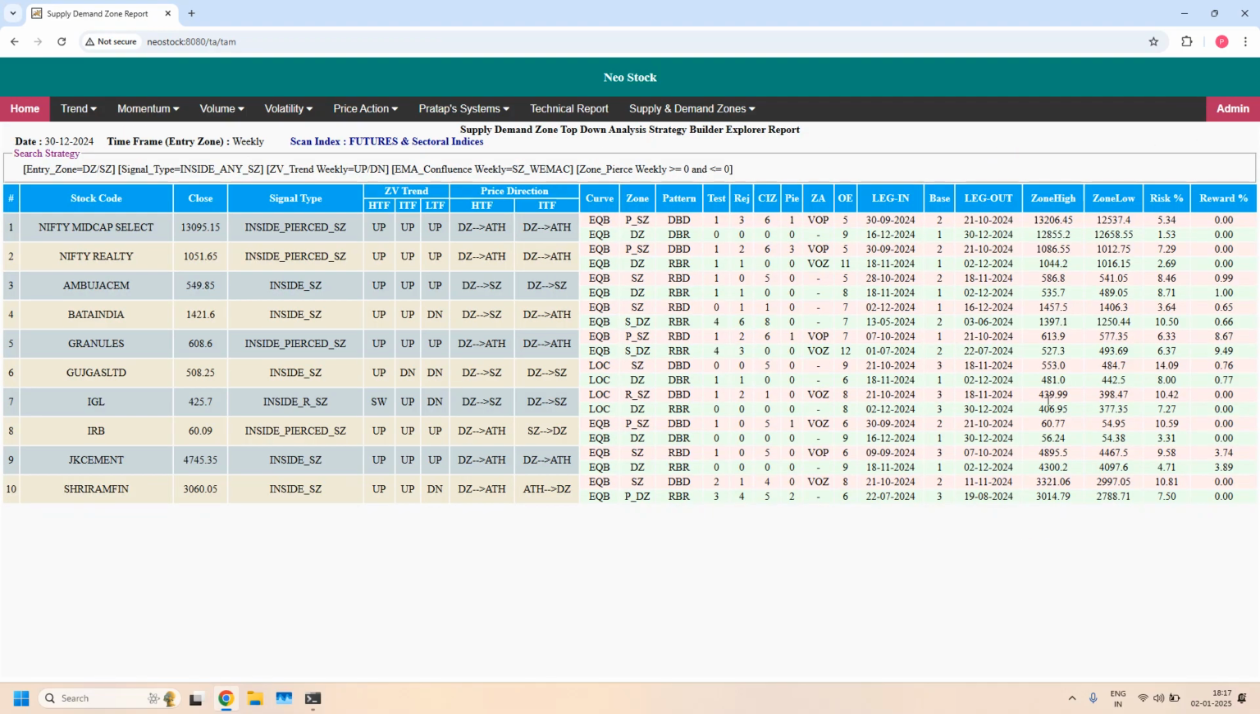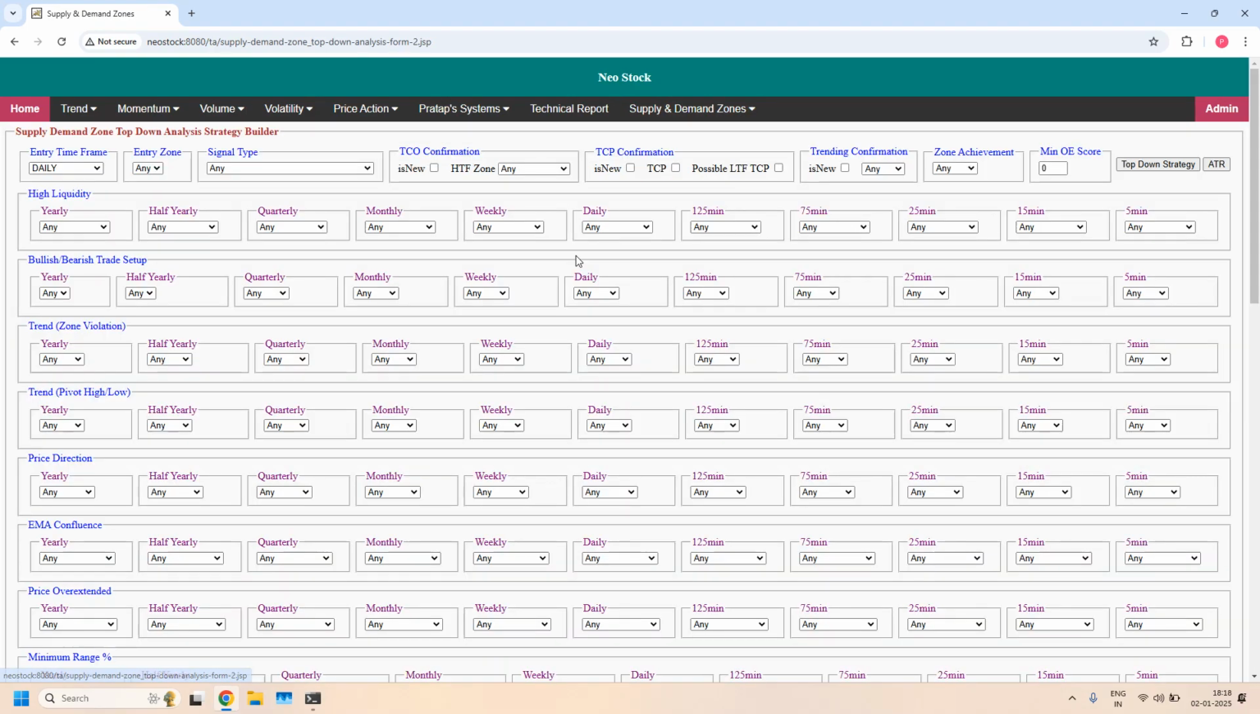Let's filter. Now the list has come down to 10 stocks. These 10 weekly supply zones are having weekly EMA Confluence. And also the current price closed inside those weekly supply zones. Okay, this is about weekly time frame. Next time frame is the daily.